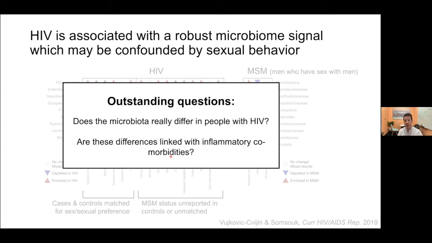This really sent the field reeling and begged the question: does the microbiota really differ in people with HIV, or was everything we were seeing related to this confounding variable of sexual behavior? And ultimately, if there are differences, are they at all relevant clinically? Are they linked with this inflammation that leads to early morbidity and mortality?